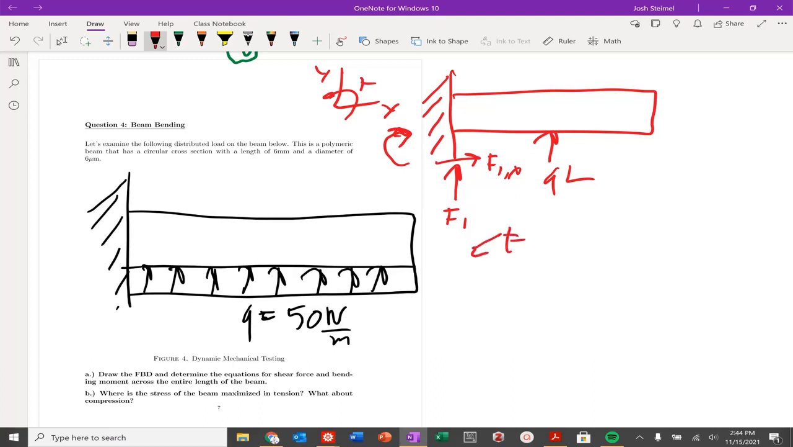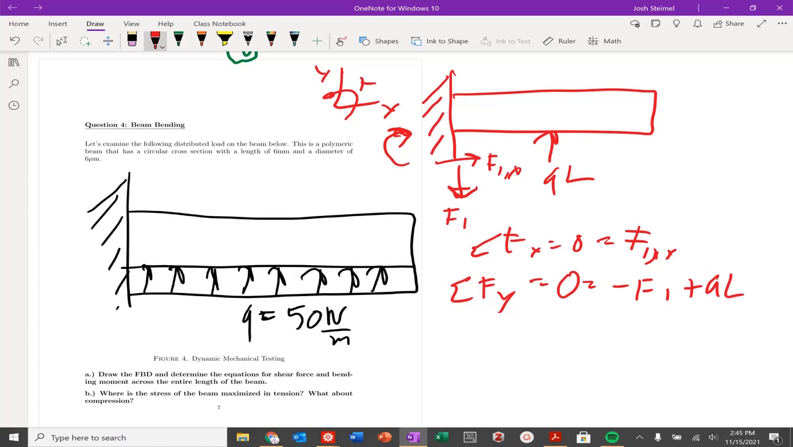So sum of the forces in the x direction equals 0 equals F1 comma x. So we got that. Sum of our forces in the y, let me draw this arrow down, although it would be flipped anyways because of our value. So equals 0 equals minus F1 plus QL. So that's going to give us F1 is equal to QL.